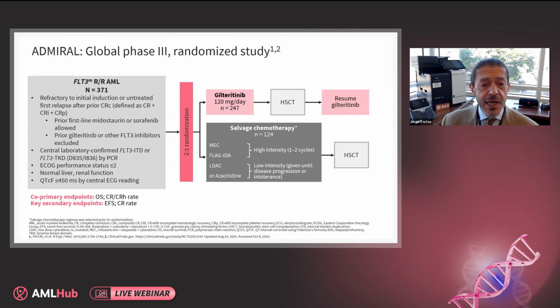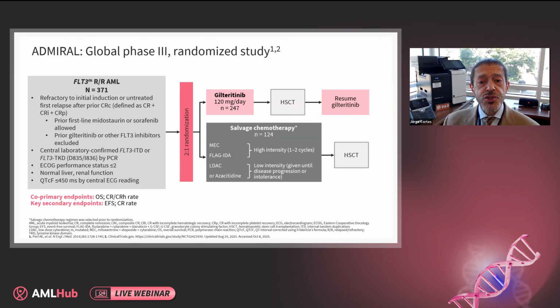This led then to the design of this study, which was called the Admiral, very similar to the Quantum R that I just described. Again, patients with relapsed or refractory AML with FLT3 mutation, including both ITD and TKD, were randomized to receive gilteritinib versus the physician's choice of salvage therapy: MEC, FLAG-IDA, low-dose cytarabine, or azacitidine. And the co-primary endpoints were response and overall survival.